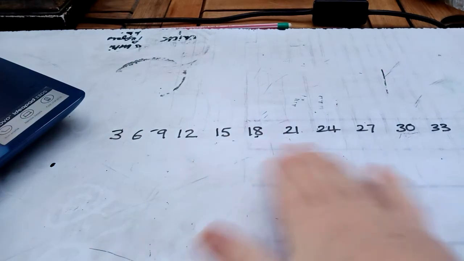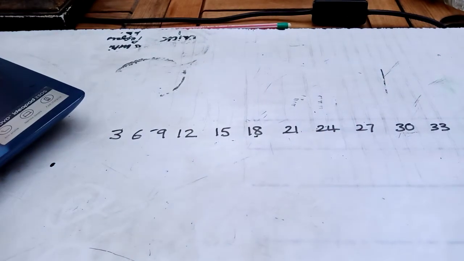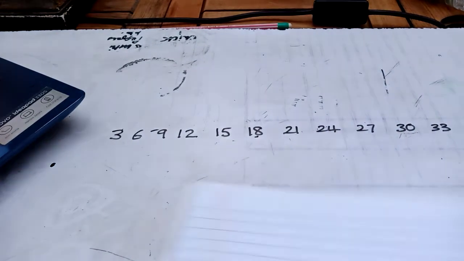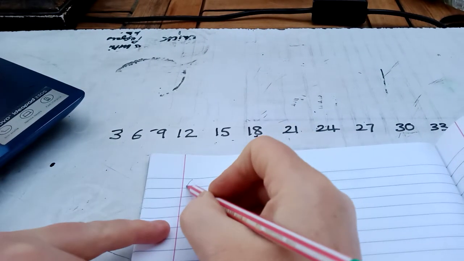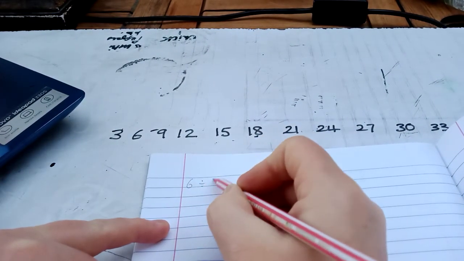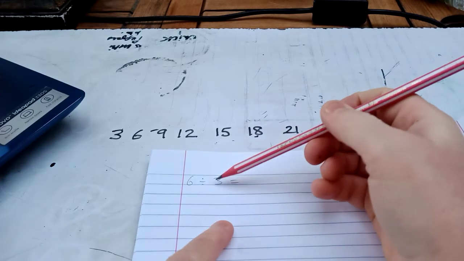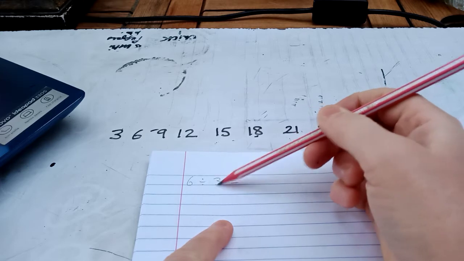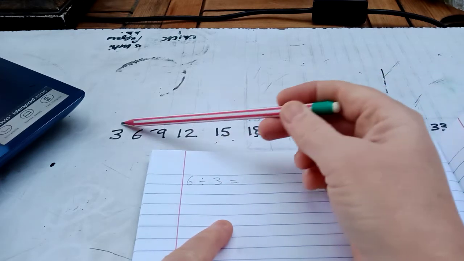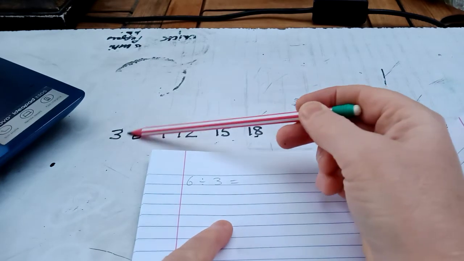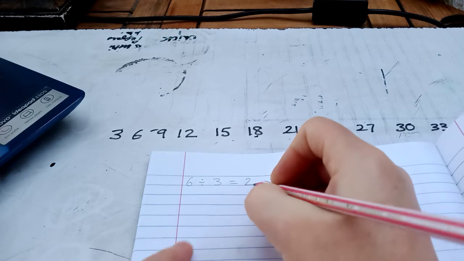Right, so how does it work? Well, the first calculation is 6 divided by 3. So here I go in my book. I get my book and I'm going to put 6 on the line divided by 3 equals. I'm basically asking myself, how many 3s go into 6? Well, I've got 1 lot of 3 there. 2 lots of 3. So there are 2 lots of 3s that go into 6.